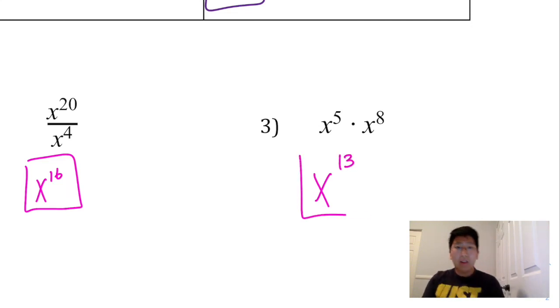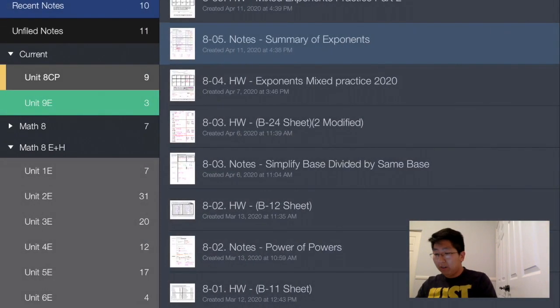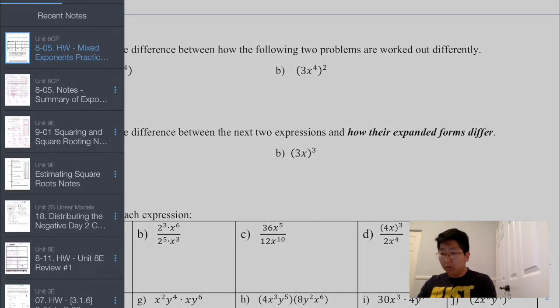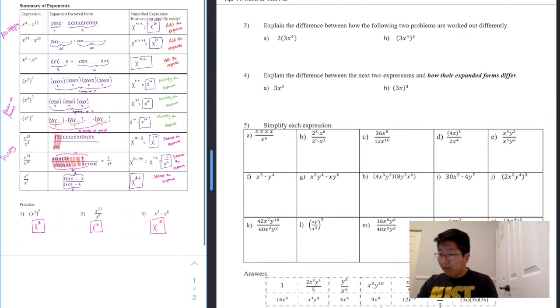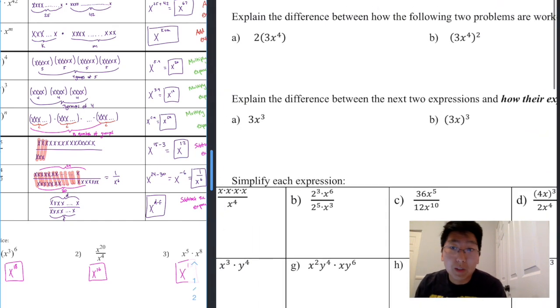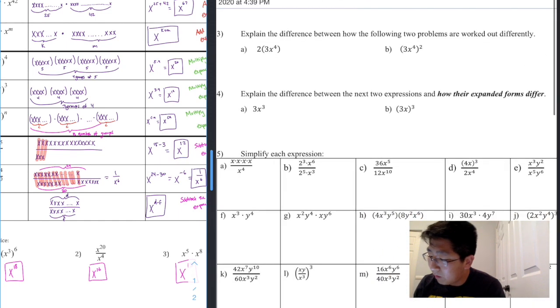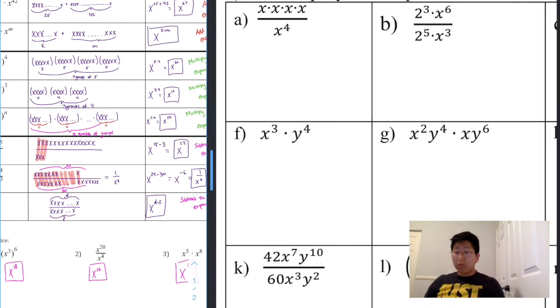Okay. That's it. Okay, so go ahead and open up your homework. Here are some practice problems. Use your notes. I'd highly recommend you split your Notability to have your notes open. Okay, and right here, explain the difference between these two. Well, they're different problems. Explain how they're different. Same thing with this one. Explain the difference between the next two and how their expanded forms differ. And then here, simplify. I want you to use the rules that you know, okay, and solve.